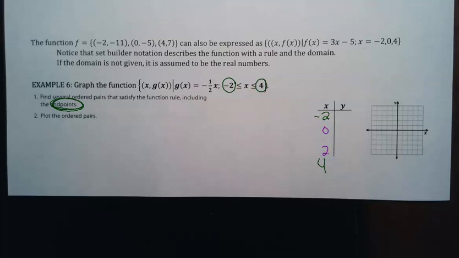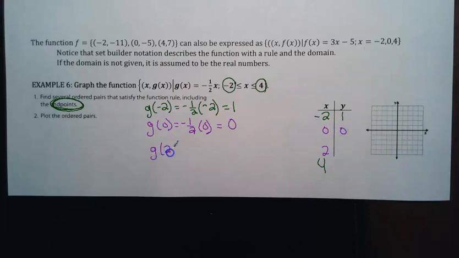So we're going to plug each number into this equation. Our g of -2 is going to equal -1/2 times -2. I'm just going to keep my equation going. Negative times a negative is a positive 1. Excellent. So we have -2, 1. Then I'm going to switch up and do g of 0. So I've got -1/2 x, so times 0. What's -1/2 times 0? Good, 0. So 0, 0.